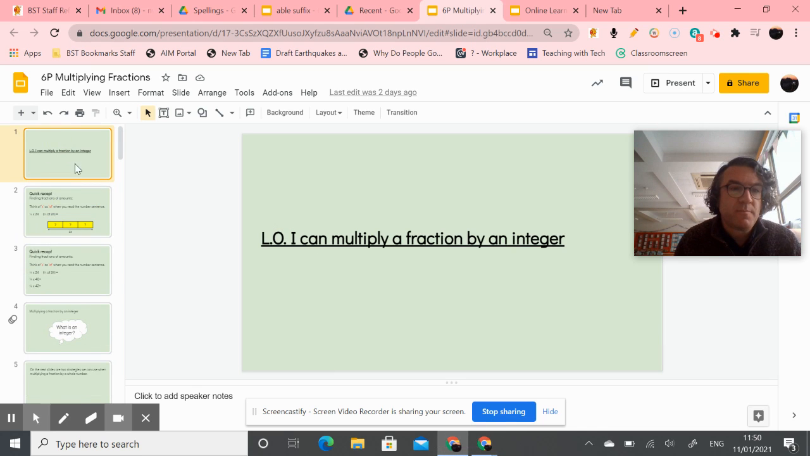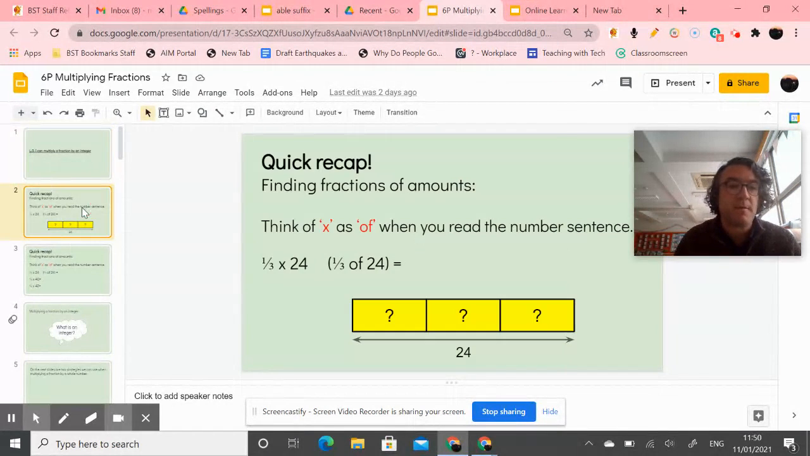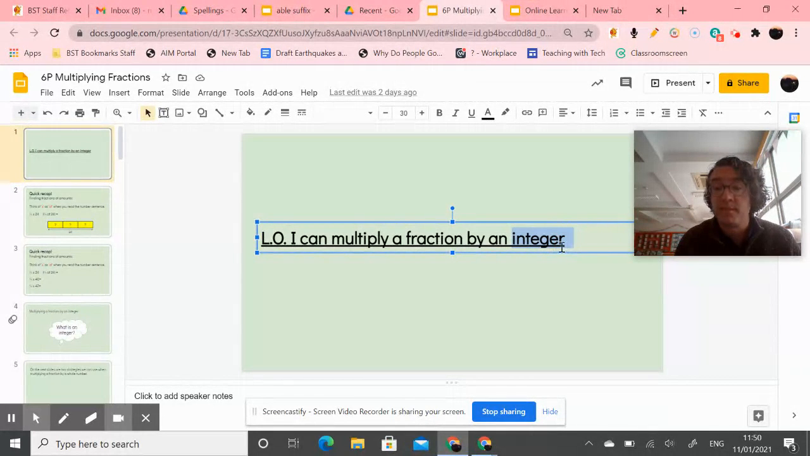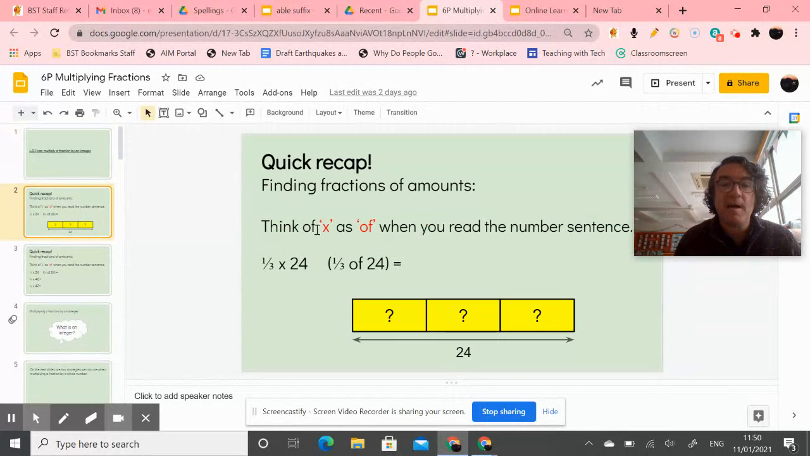Hi guys. So a little bit of mathematics today as well. Just to give you a hand, this is not going to be a very long video. I can multiply a fraction by an integer. Integers, by the way, if you're wondering what they are, are whole numbers. So I'm basically multiplying fractions by a whole number. That's what it's saying. Quick recap.